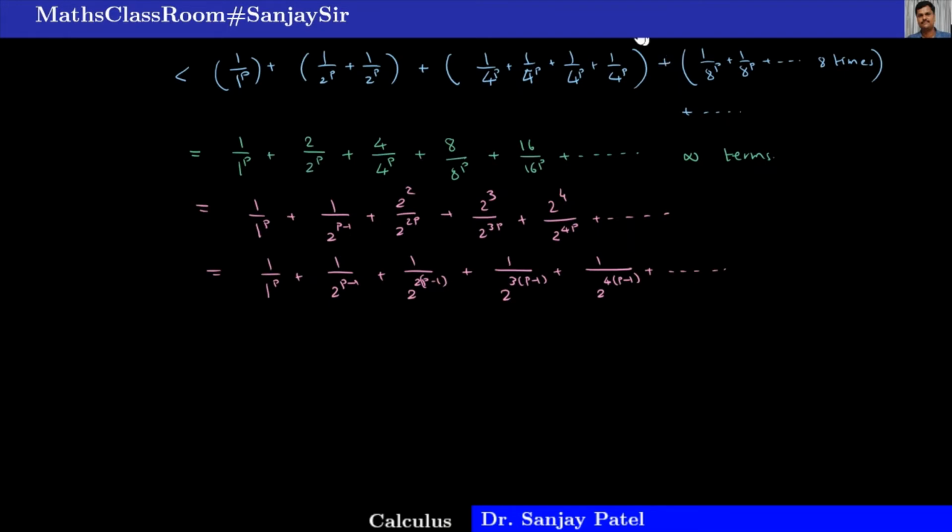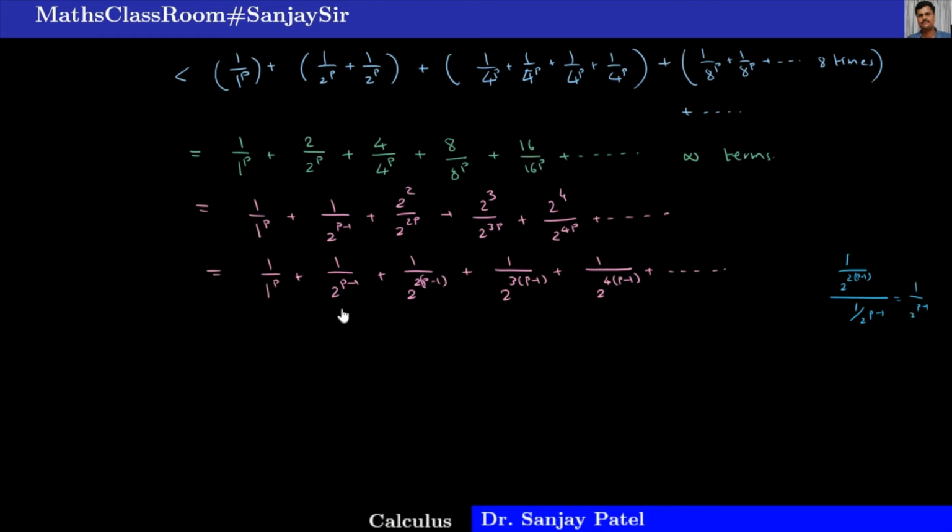Why is it a geometric series? Because if you check the ratio of two successive terms, say the third term upon the second term, the ratio is 1 upon 2 raised to p minus 1. For example, say the third term is 1 upon 2 raised to 2 into p minus 1. This divided by 1 upon 2 raised to p minus 1 gives you 1 upon 2 raised to p minus 1.